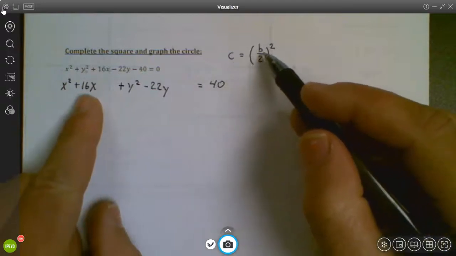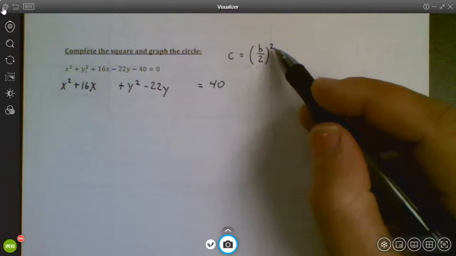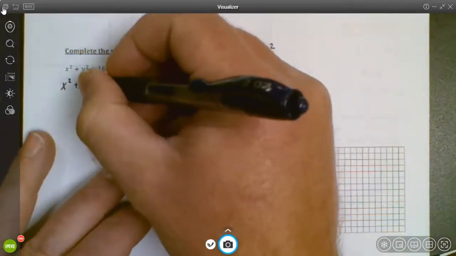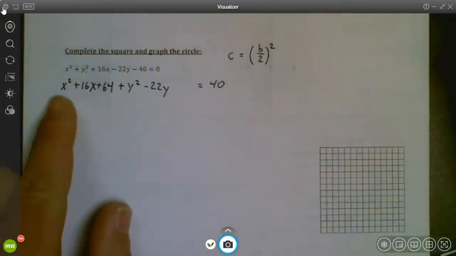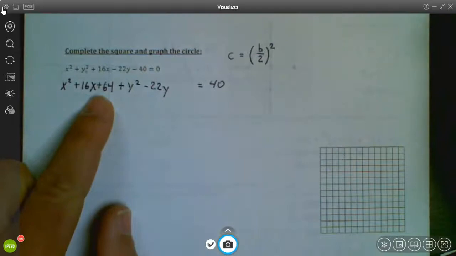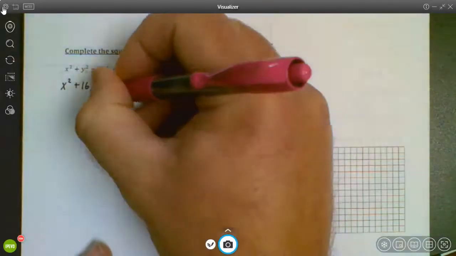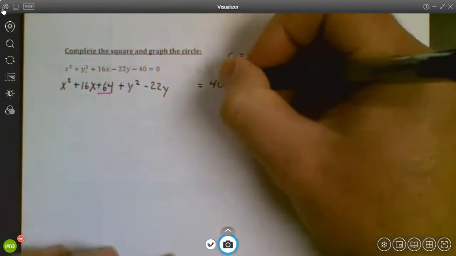So we're going to take our b value, which is 16. We're going to cut it in half, so that would become 8. And then I'm going to square it. So it becomes 64. So that tells me I need to add 64. And now this will be a perfect square. One thing you cannot forget to do, though, is if you're going to add 64 to the left side of your equation, then you got to add 64 to the right side as well.